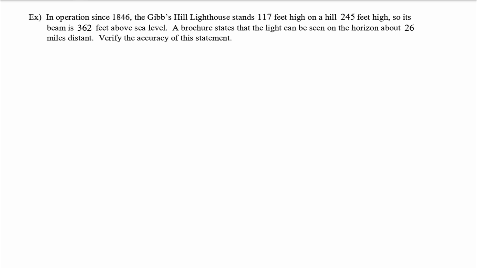All right, next up, we got a lighthouse here. We got this lighthouse that's 117 feet high on a hill, 245 feet high. So its beam is 362 feet above the sea level. Okay. The brochure states the light can be seen on the horizon about 26 miles distant. Is that accurate?